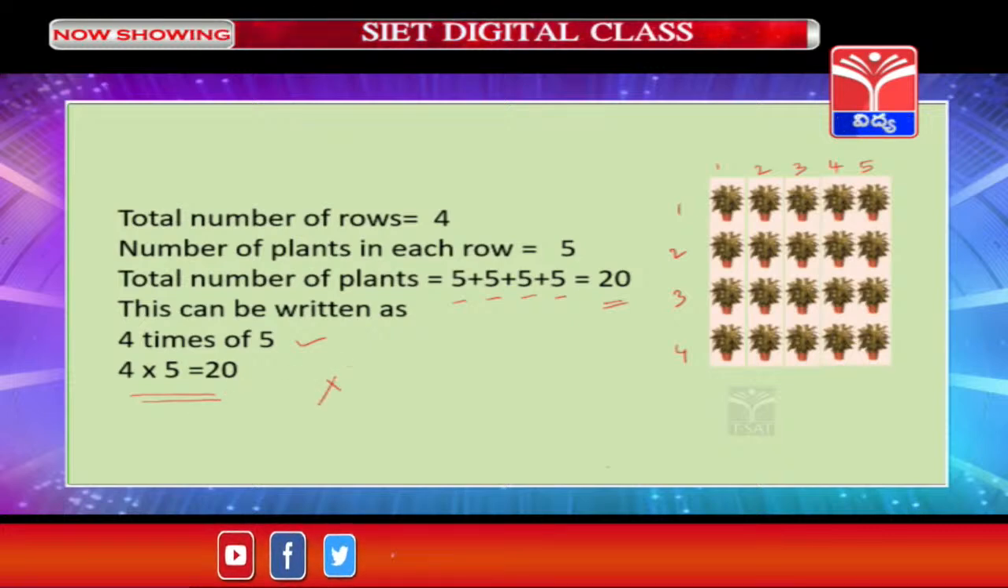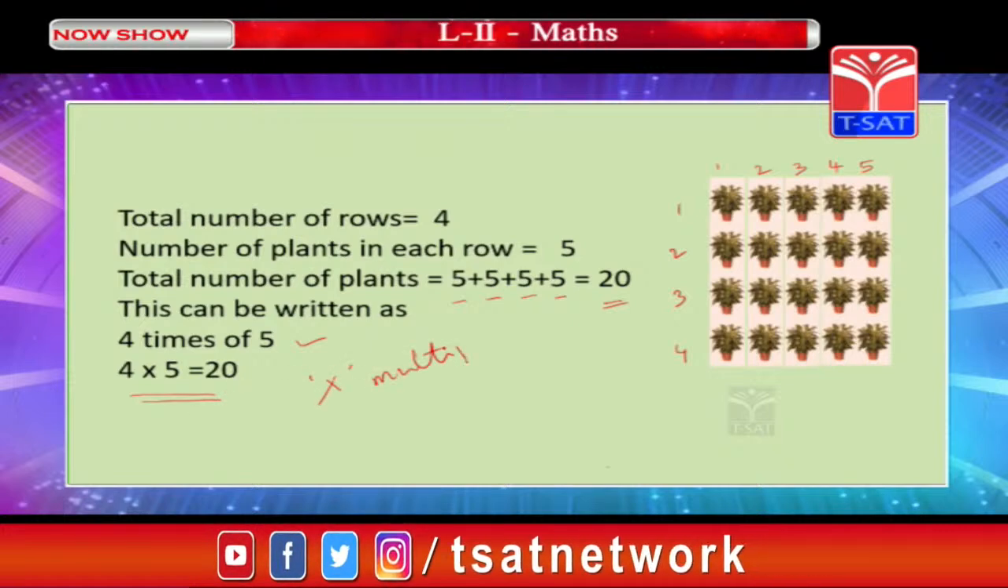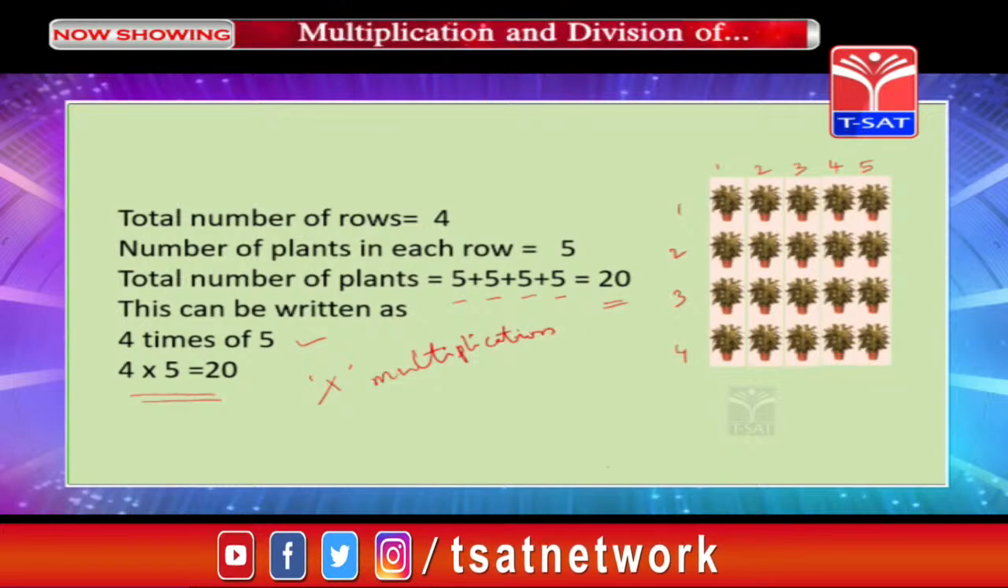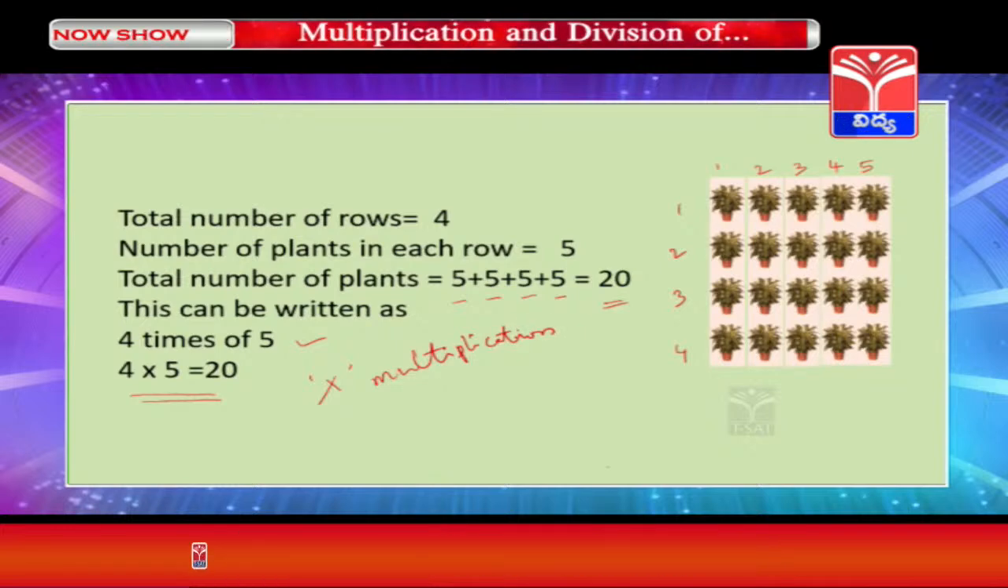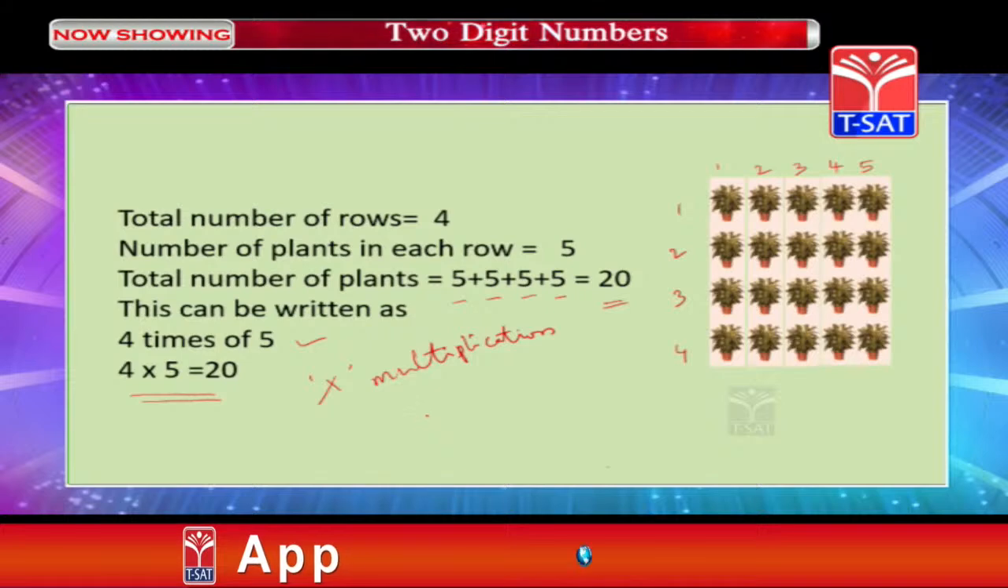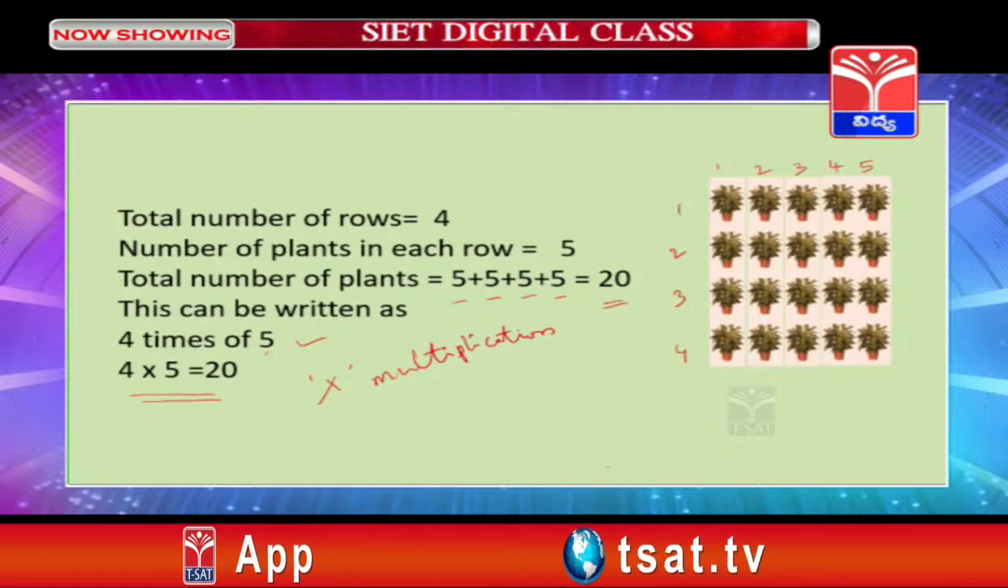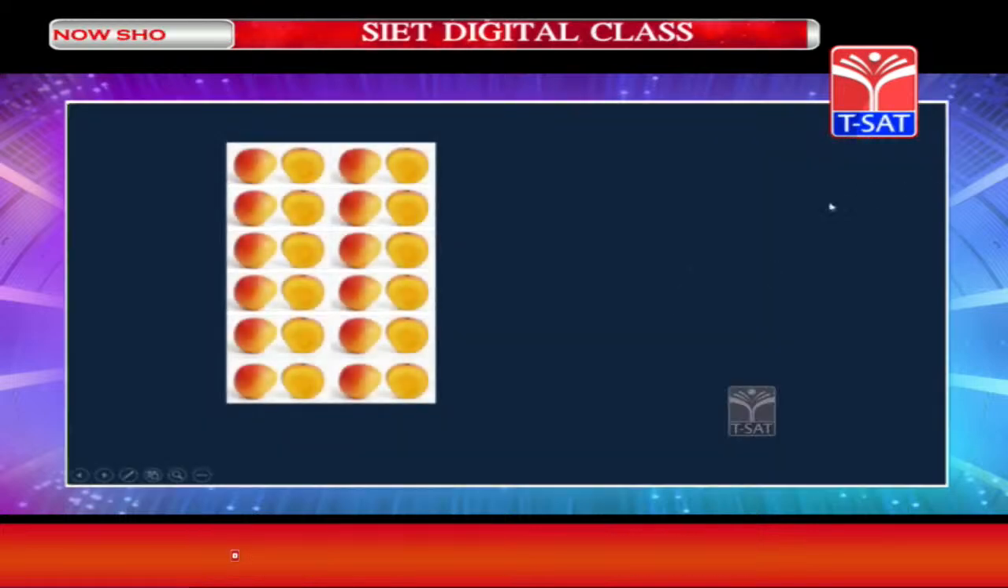This into symbol is for multiplication. We are using this symbol for multiplication. So 4 into 5 means 4 times 5. Okay, we will go for another situation. Here, what are you observing?